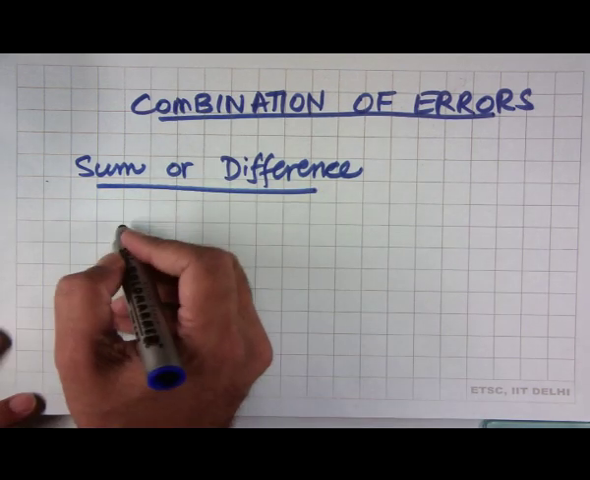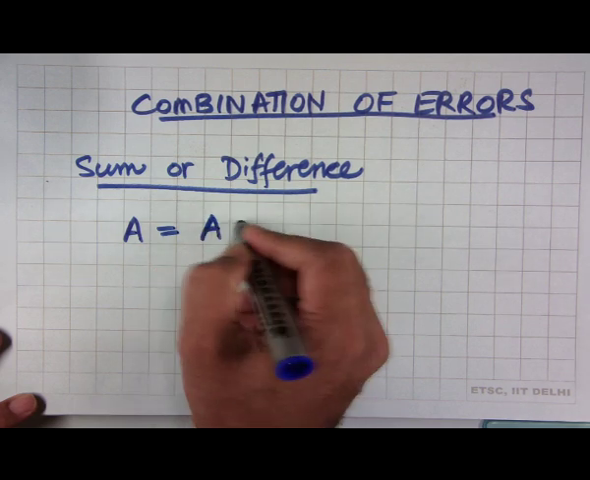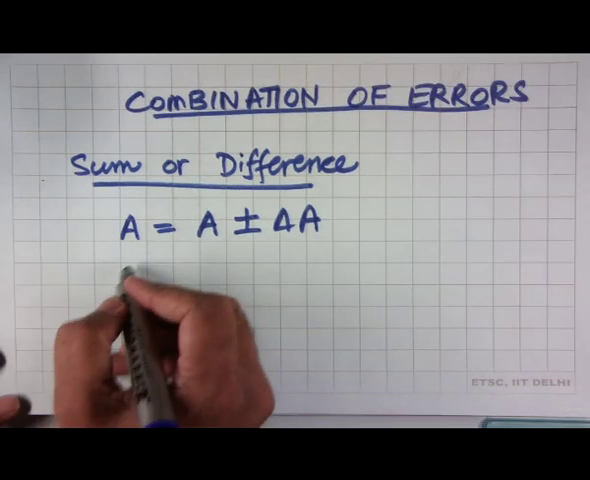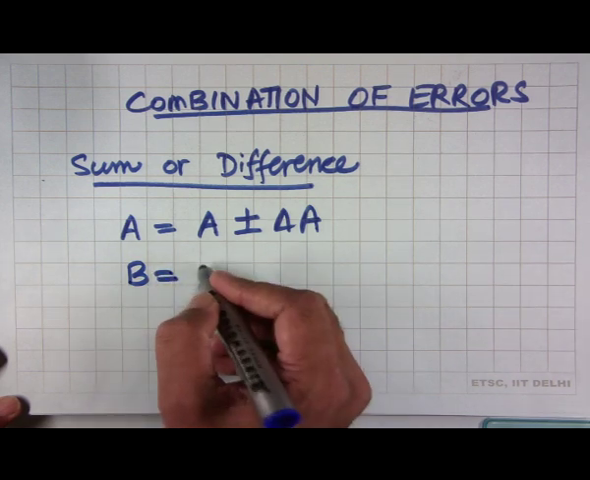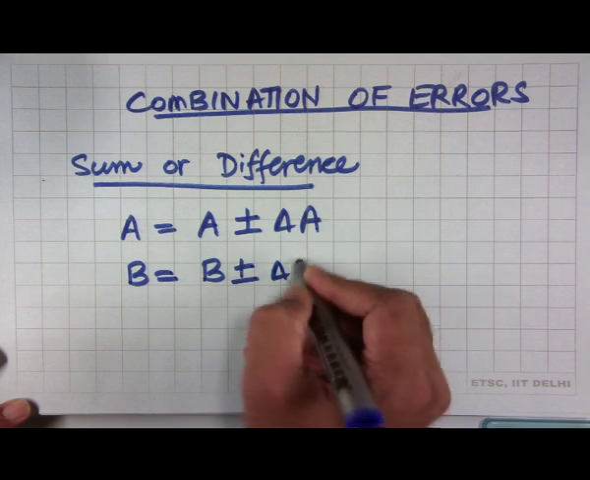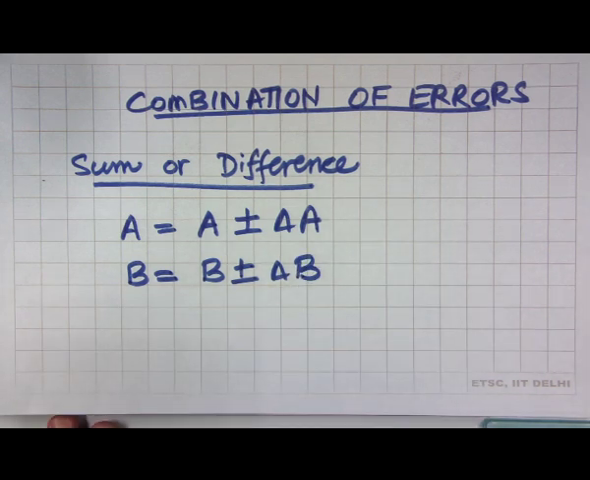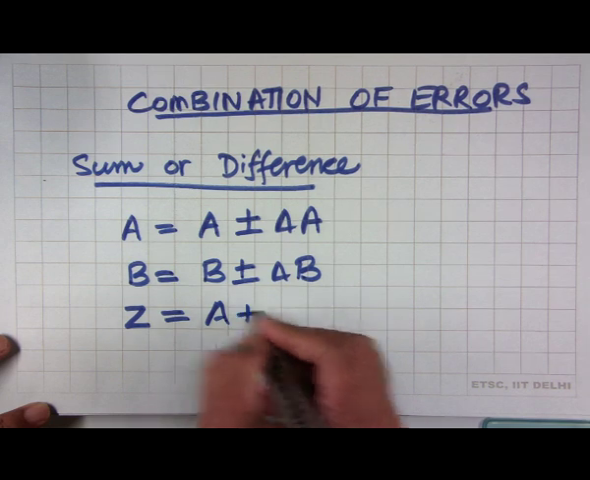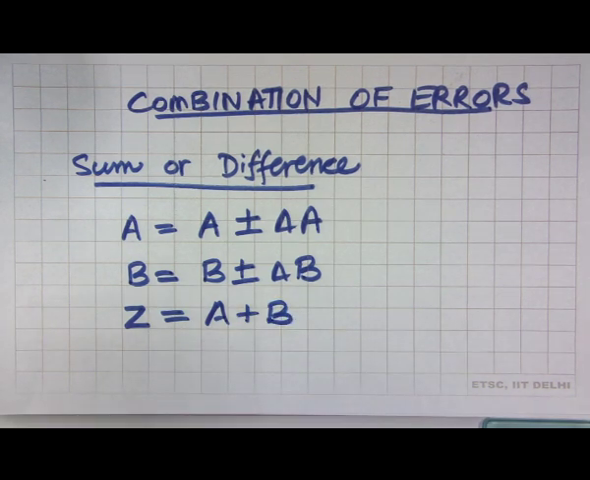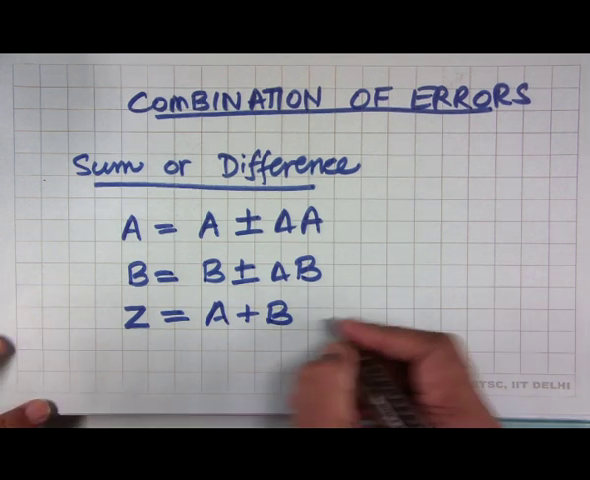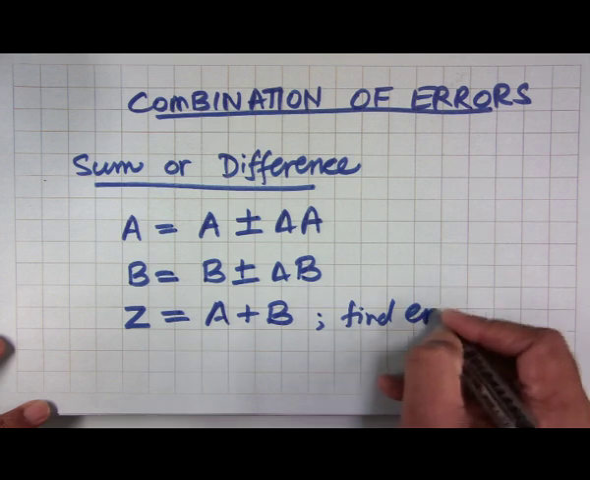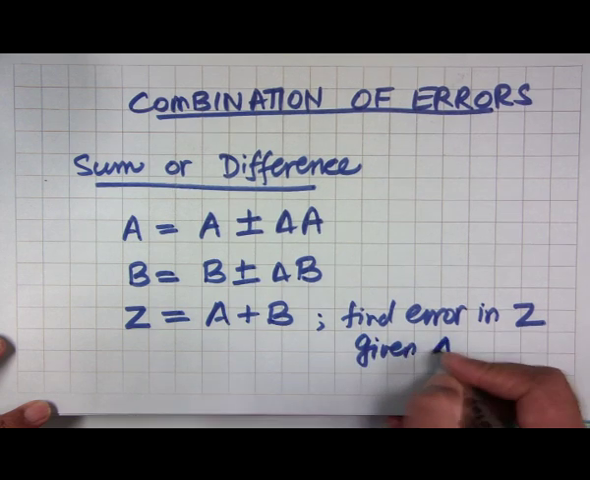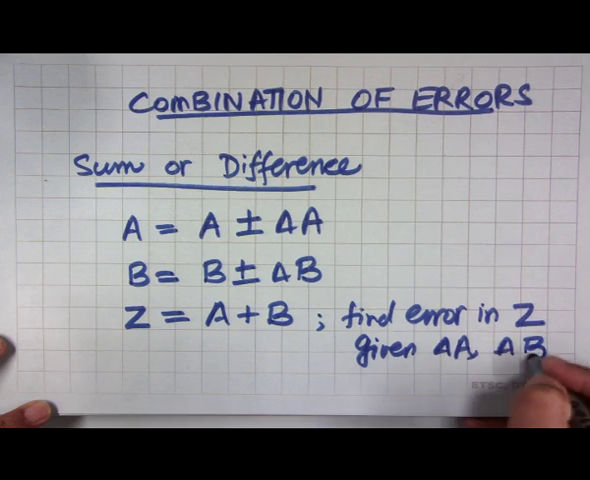Suppose we have a quantity A which is given as A plus minus delta A. Here delta A is the error in A. Then we have a second quantity B which is given as B plus minus delta B, where delta B is the error in B. And there is a quantity Z which is equal to A plus B, the sum of A and B, and we want to find the error in Z given the error in A and the error in B.